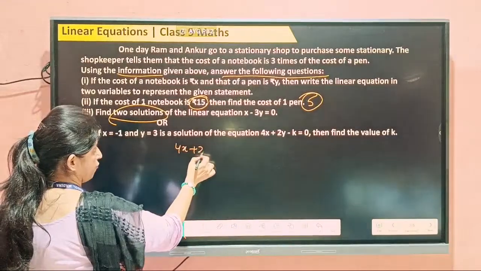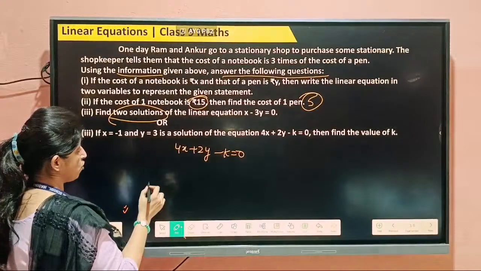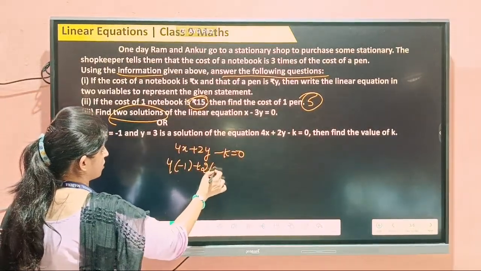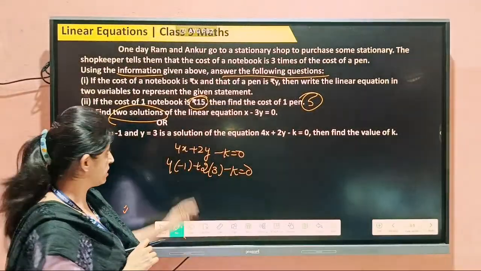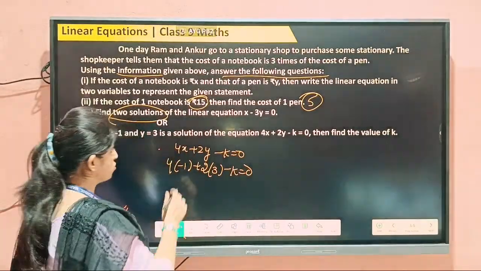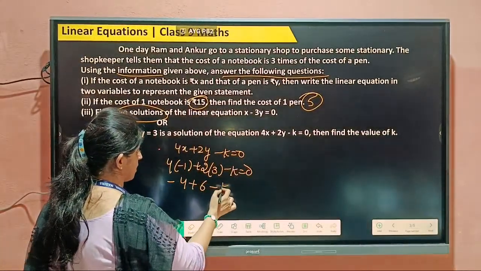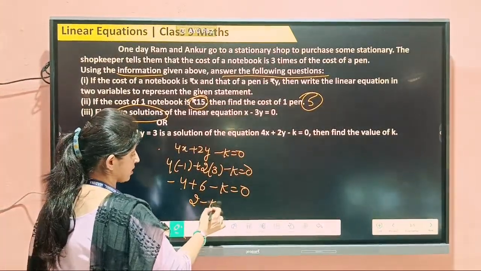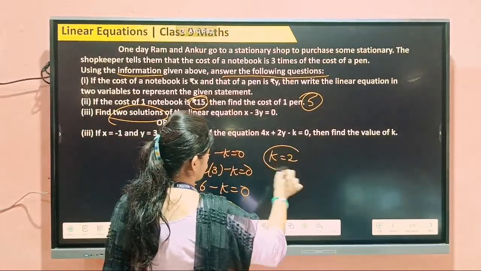Equation is given: 4x plus 2y minus k equal to 0. Put in the place of x minus 1 and in the place of y 3. These two are the solution of this equation, meaning this solution will satisfy this equation because these are the solution, right? So it will be minus 4 plus 6 minus k equal to 0. 6 minus 4 is 2. 2 minus k equal to 0. K will go on this side and the k value equals 2.